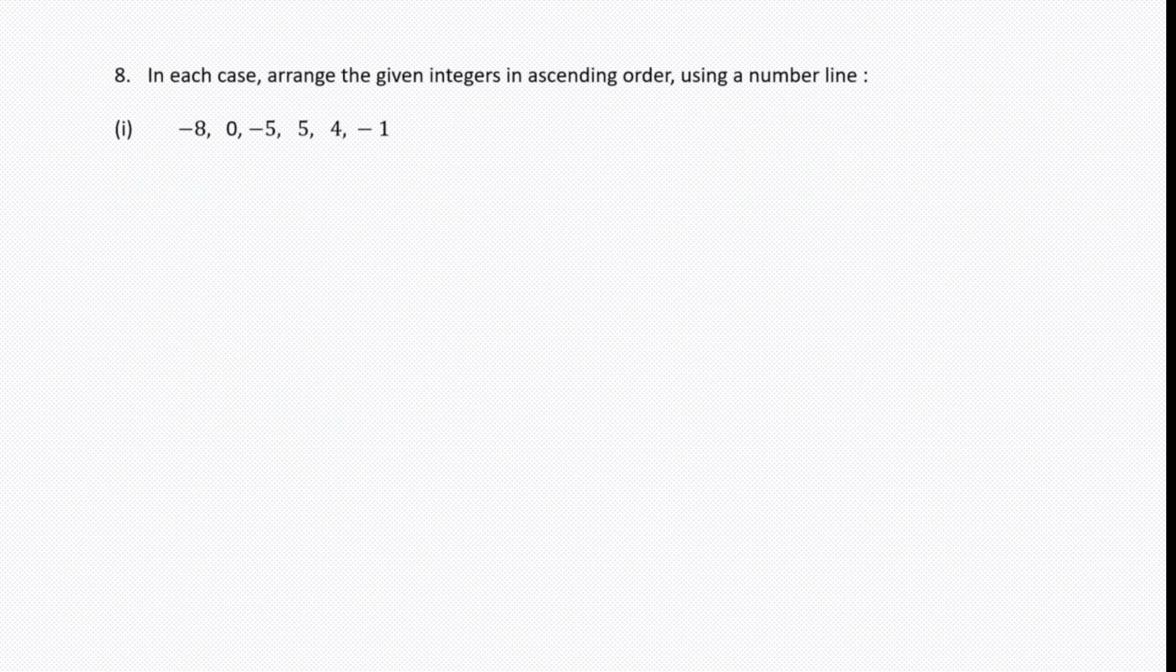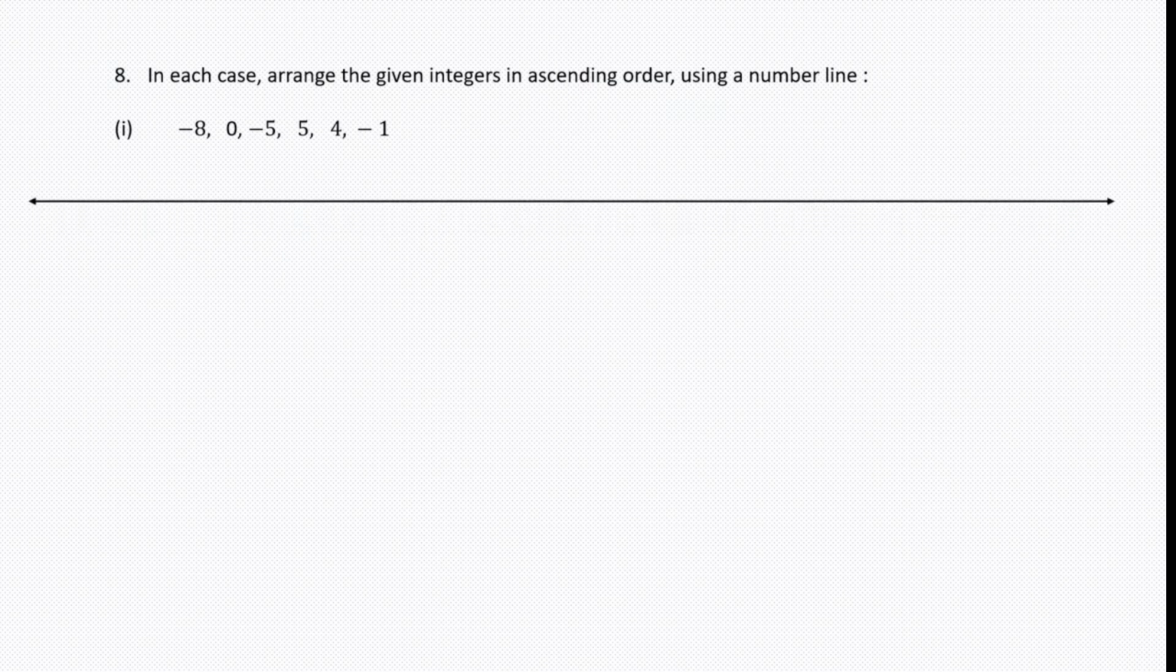Now question 8. In each case, arrange the given integers in ascending order using a number line. So here we're going to arrange them in ascending order by using a number line. Okay, the first step is we draw a number line, we get all the numbers in order, and like we did earlier, we're going to write these numbers above the number line in its right places. So minus 8, let me write that.